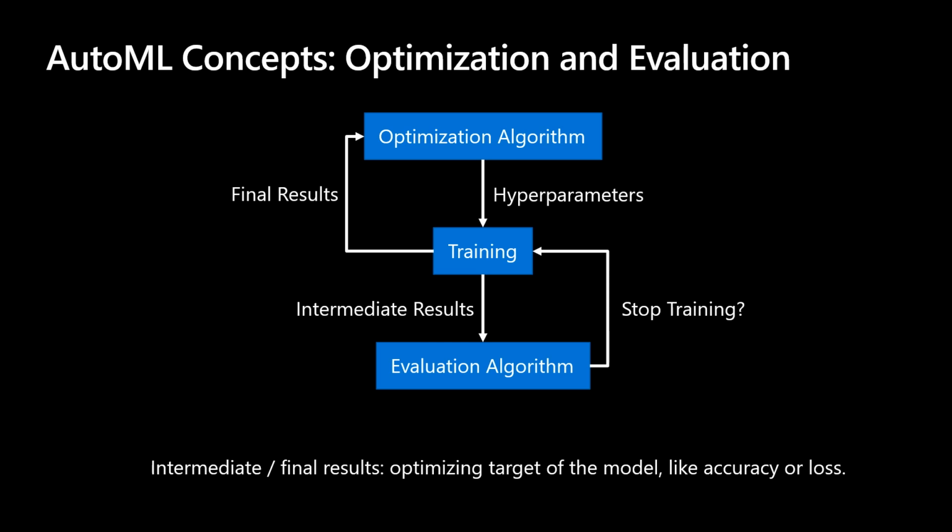Other kinds of algos are called evaluation algos. The training will send intermediate results to evaluation algos. It will decide whether the trial should be early stopped. In this graph, the intermediate and the final results are actually the optimizing targets of the model, like the data of accuracy or loss.